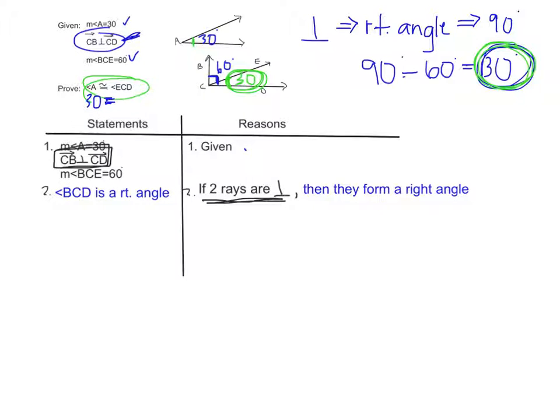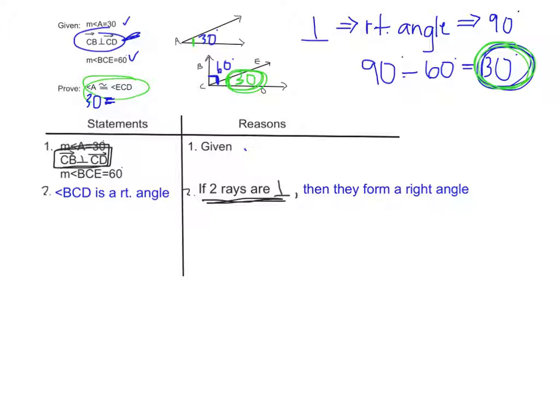So if you take a look at this side, the if has to come from something already established. The then should go directly across with what you're trying to actually say. So if 2 rays are perpendicular, and I knew from step 1 that they were, then they form a right angle. That's the rest of the theorem. So this right angle here matches this right angle here.